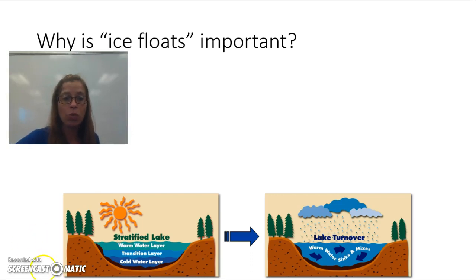So as the warm water floats on top of the cold water, when it cools and approaches 4 degrees Celsius, it sinks, and that allows for the nutrient distribution and temperature distribution that lakes need in order to stay nice and balanced.